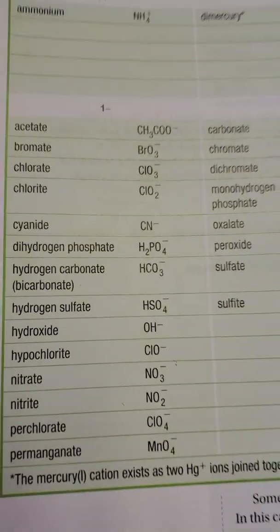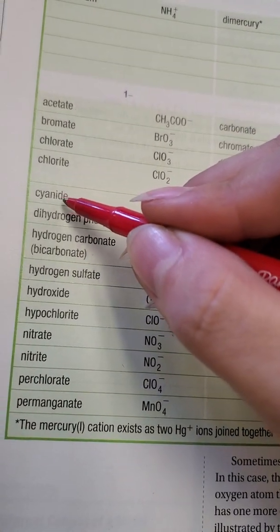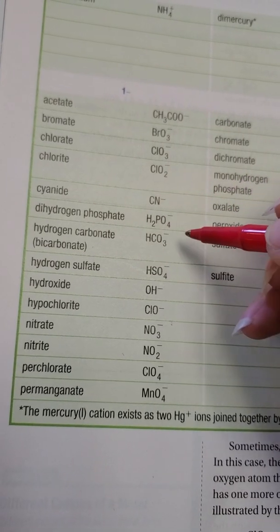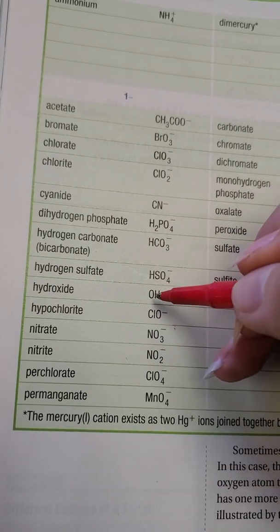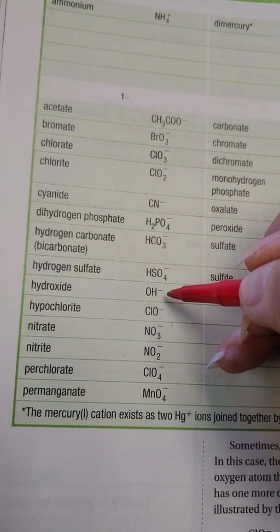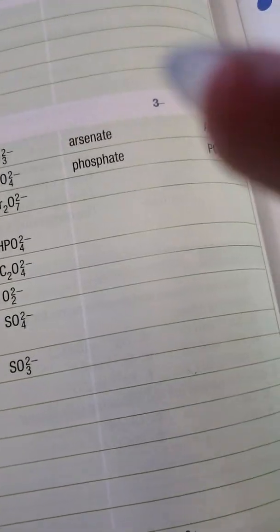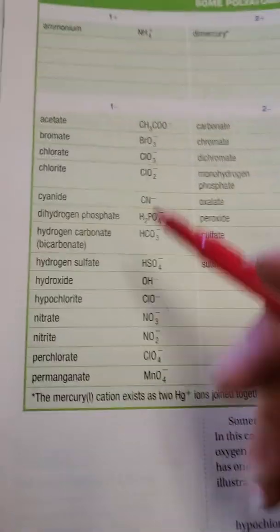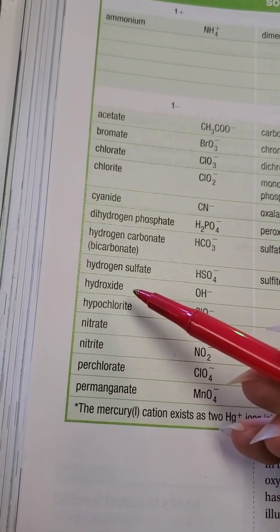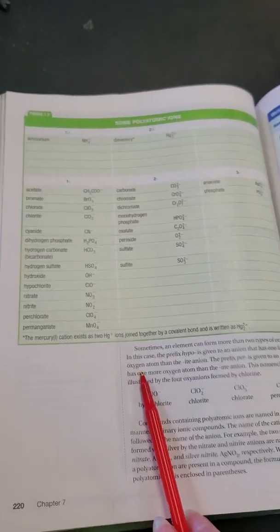There are a few exceptions to that rule because, like everything, there are exceptions. So cyanide ends in IDE, and yet it's a polyatomic. It's carbon and nitrogen. Also, hydroxide ends in IDE, but it's OH, polyatomic. Pretty sure that's about it, though. Yeah, that's about it. Those are the only two. So if you can just remember, cyanide and hydroxide are those exceptions. Even though they end in IDE, you'll still have to find them on this chart on page 220 or in your notes.